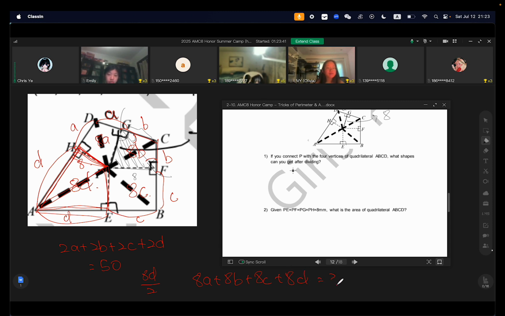And since we know that 2A plus 2B plus 2C plus 2D equals 50, then we can just times this by 4, and we get that the answer is 200. Therefore, the area of quadrilateral ABCD is 200. Any questions? Good. So let's move on to the next problem.